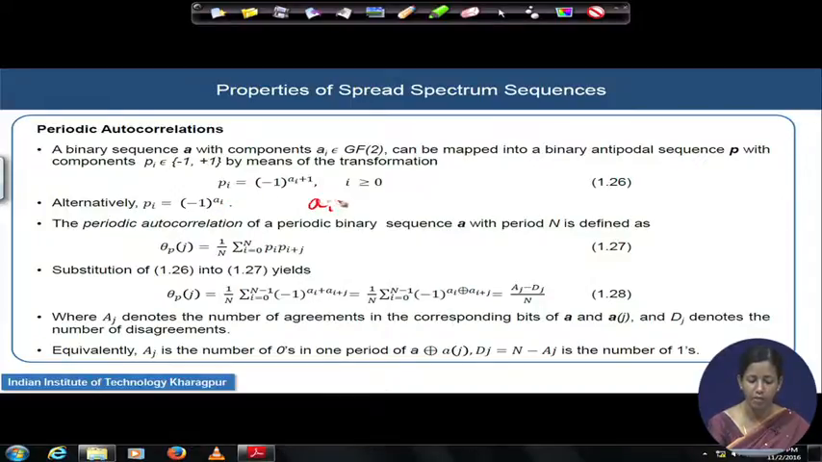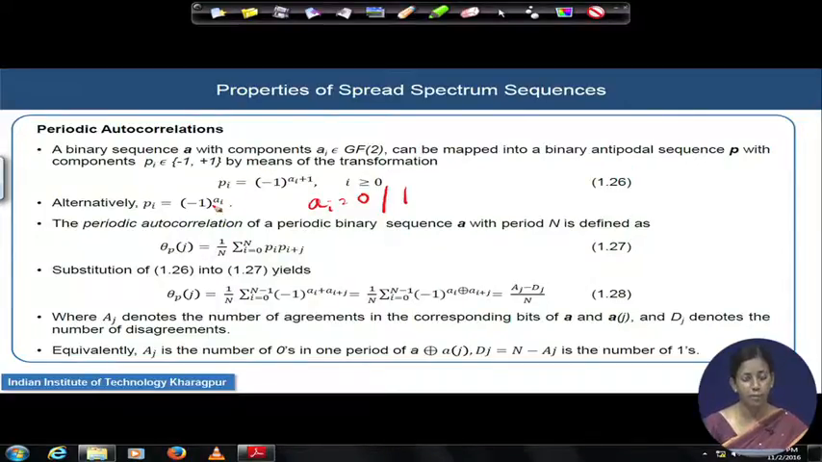Ai can be either 0 or 1. So, when ai equals 0, Pi will be +1, and when ai equals 1, it will be -1. So, you can generate all the values of Pi based on the corresponding value of ai. So, there is a direct mapping.